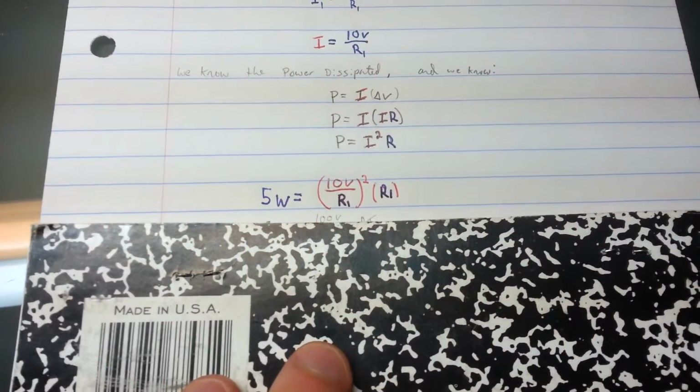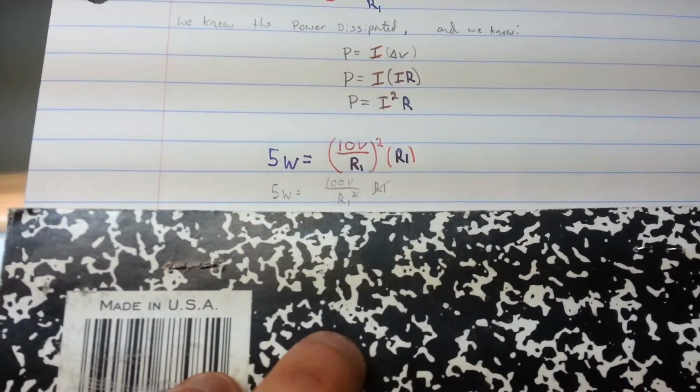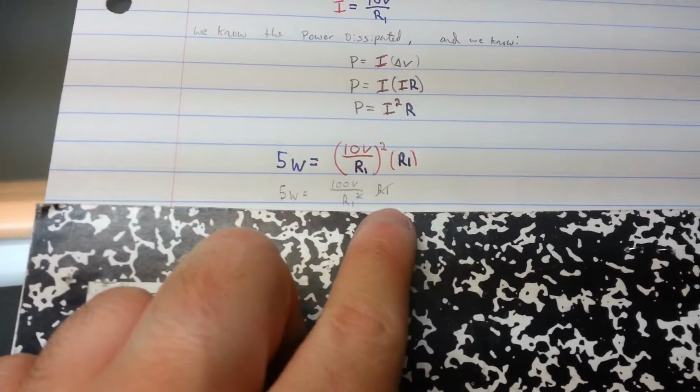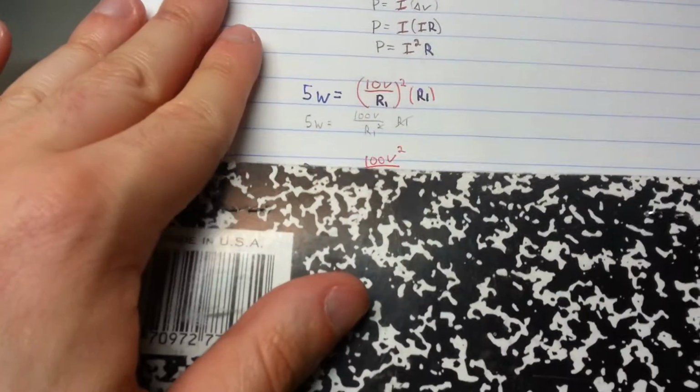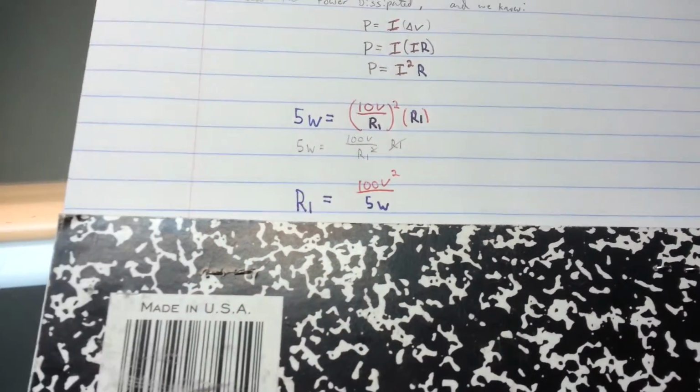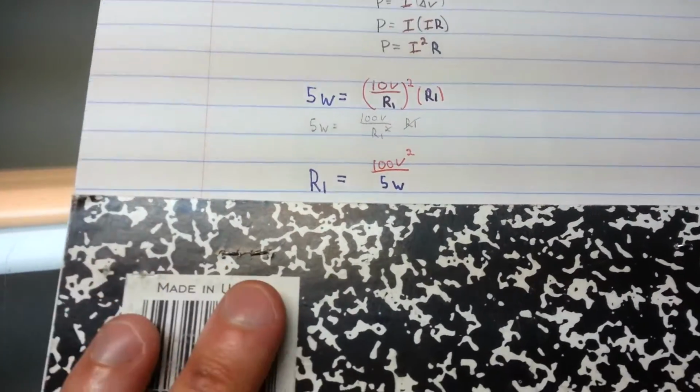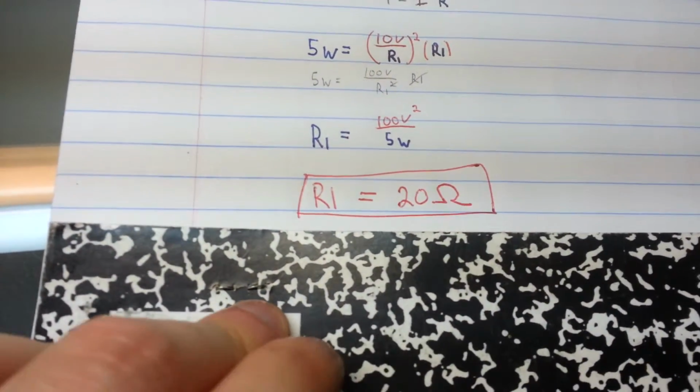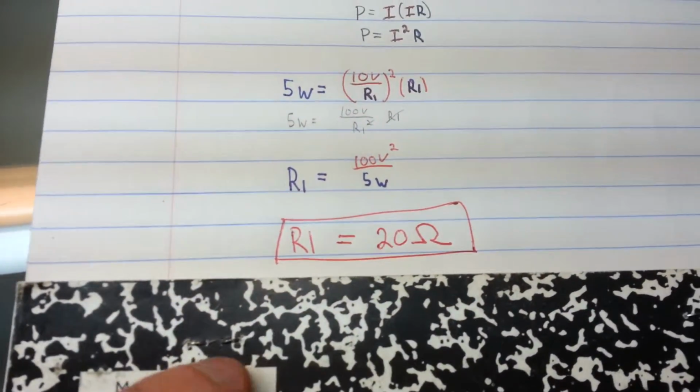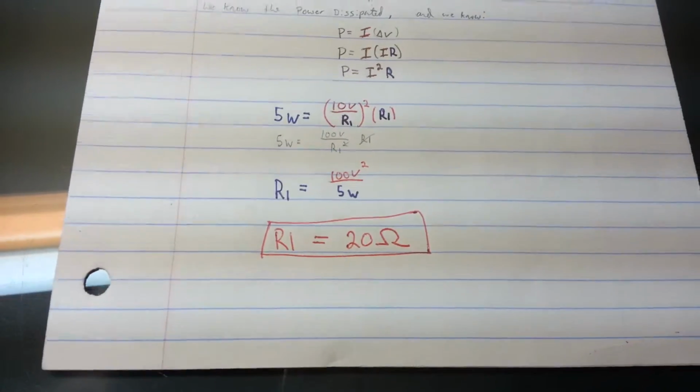So we're just going to do a little bit of algebra here. Cancel this R squared, cancel that R. And then we have R1 is equal to 100 volts squared over 5 watts, which is equal to 20 ohms. Pretty easy, right? So we're just going to do the same thing for the second one.